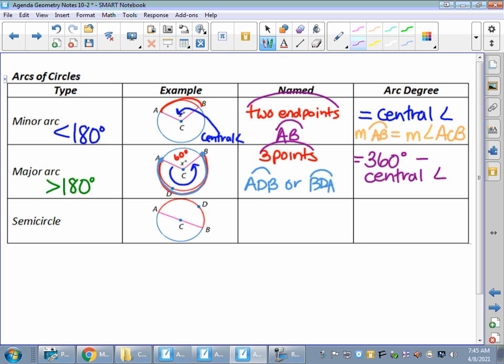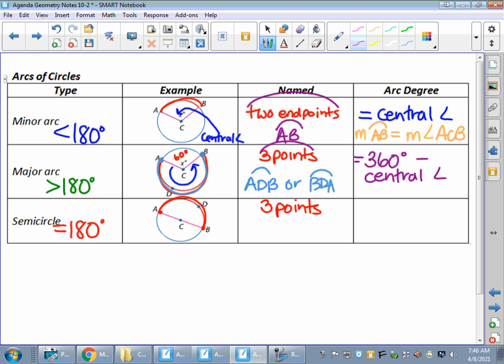Last but not least, we've got ourselves a semicircle. This is the easiest one of all of them. It's equal to 180 degrees. So it's half a circle. Here's the thing. When I've got this marked on this particular diagram, notice A and B are my two endpoints, and it's going through D. Well, I always take the shortest route, but if it's a semicircle exactly halfway, I don't know which way around the circle I want to take. So this one we have to name with 3 points as well.